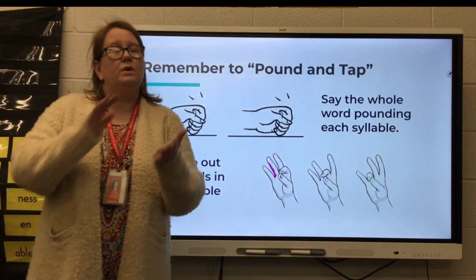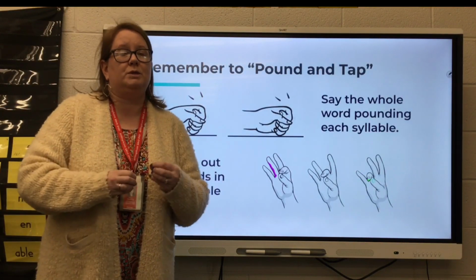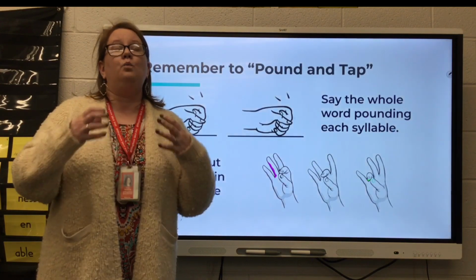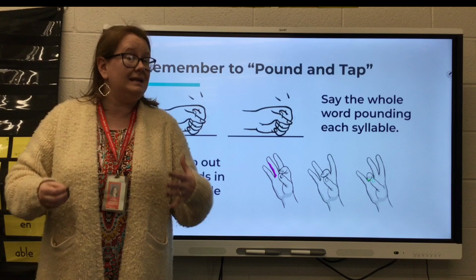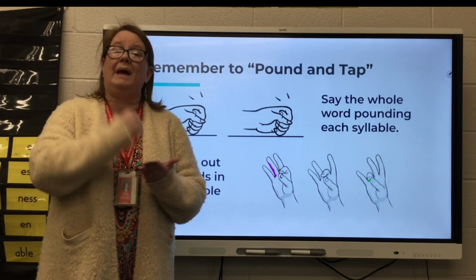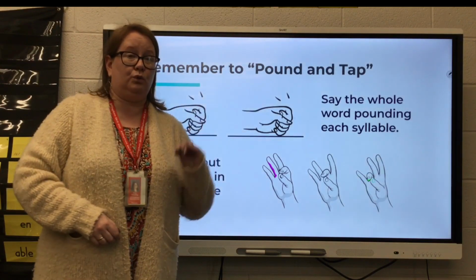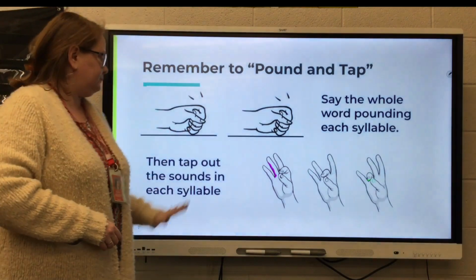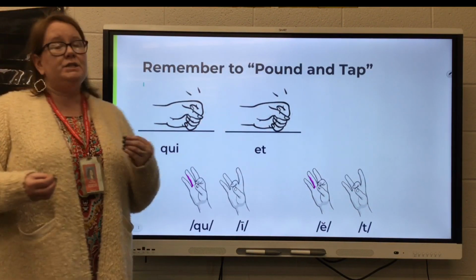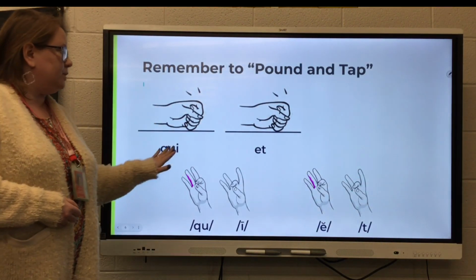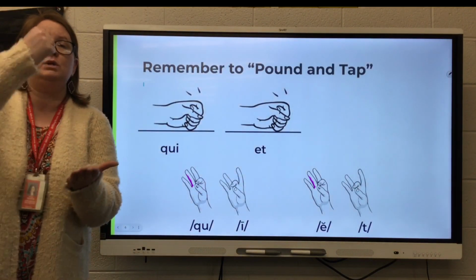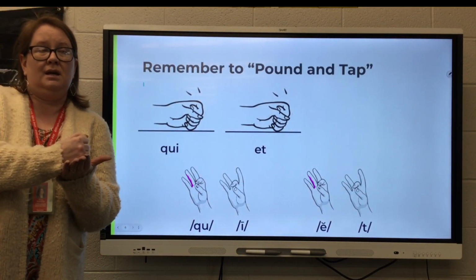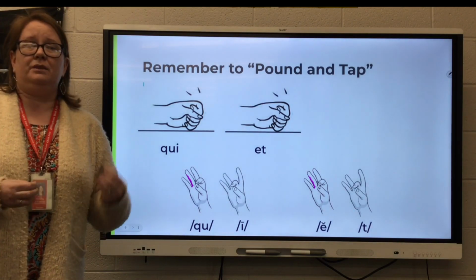All right, so dividing words into two syllables between vowels is tricky when you're reading. But honestly, if you're spelling these, it can be easy as long as you remember to pound and tap your words, okay? So, first thing you're going to do is you're going to pound the syllables. If I have this word, quiet, I'm going to pound quiet.